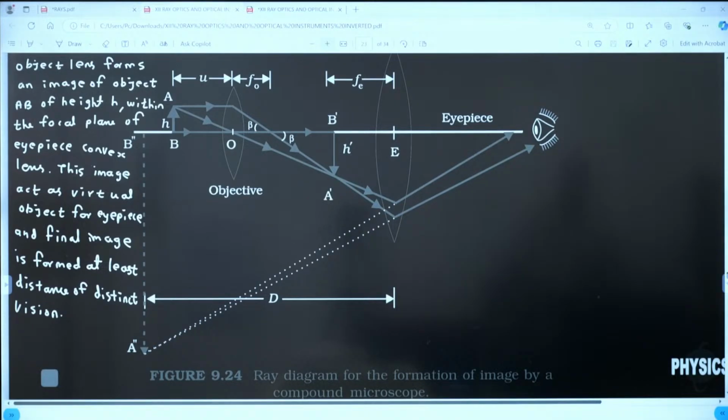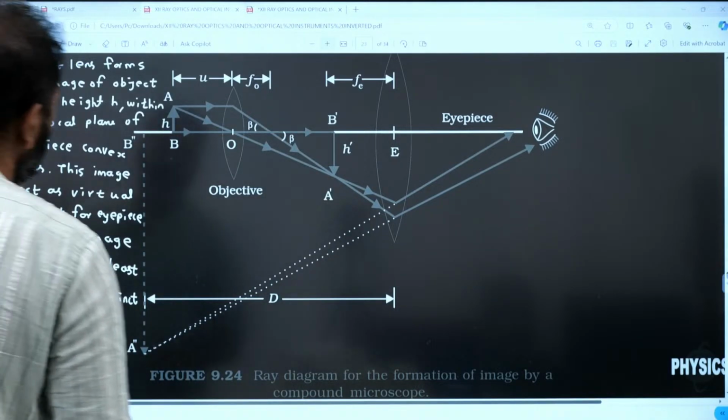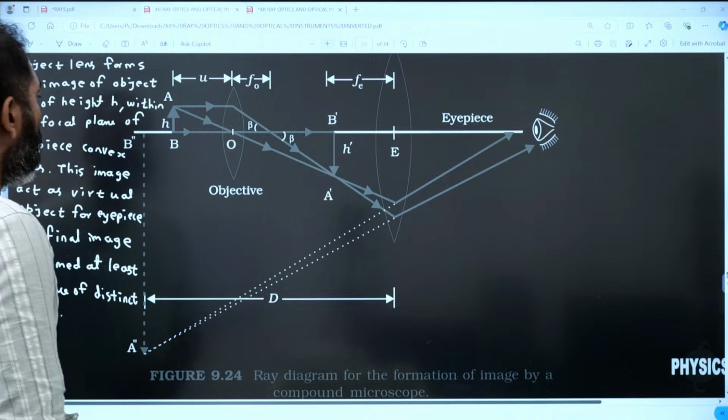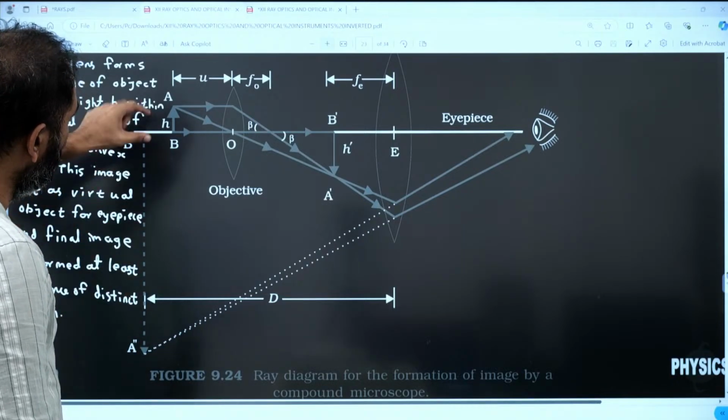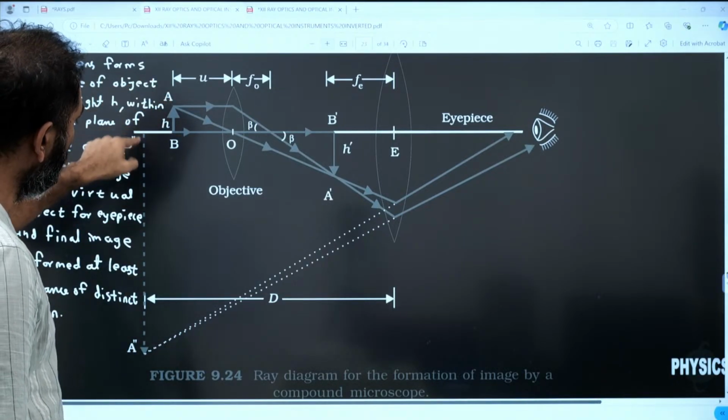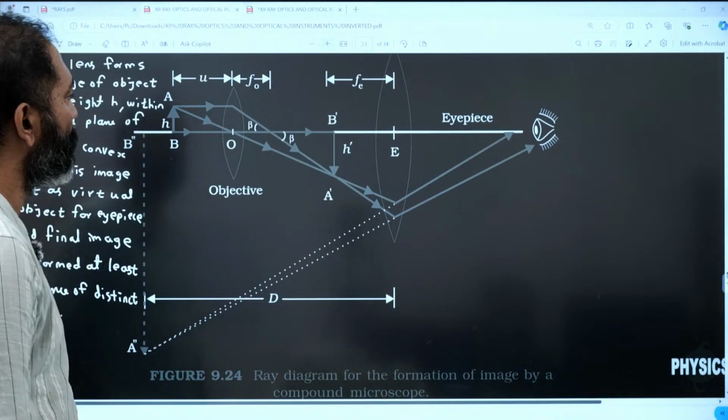Completed? Done. What about others? All of you done? See, the final image is really magnified. The original image is only this much. The final image is really magnified.